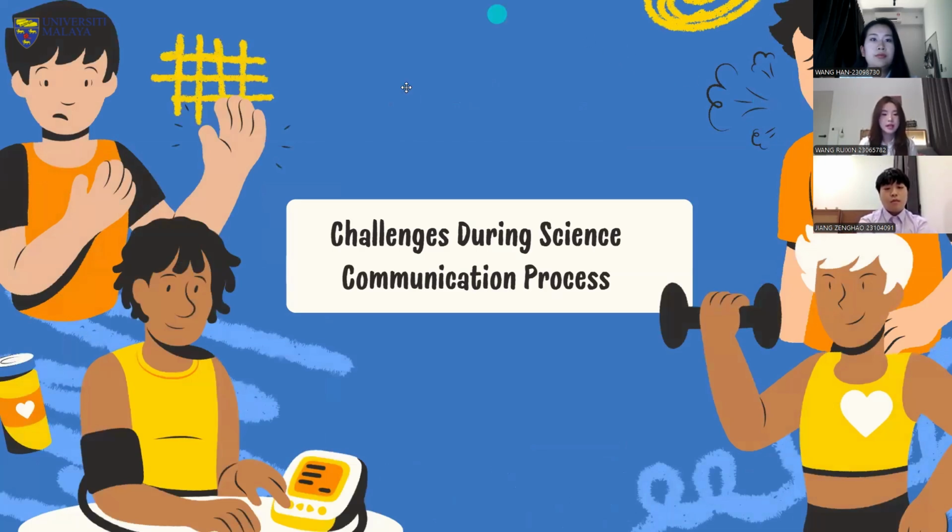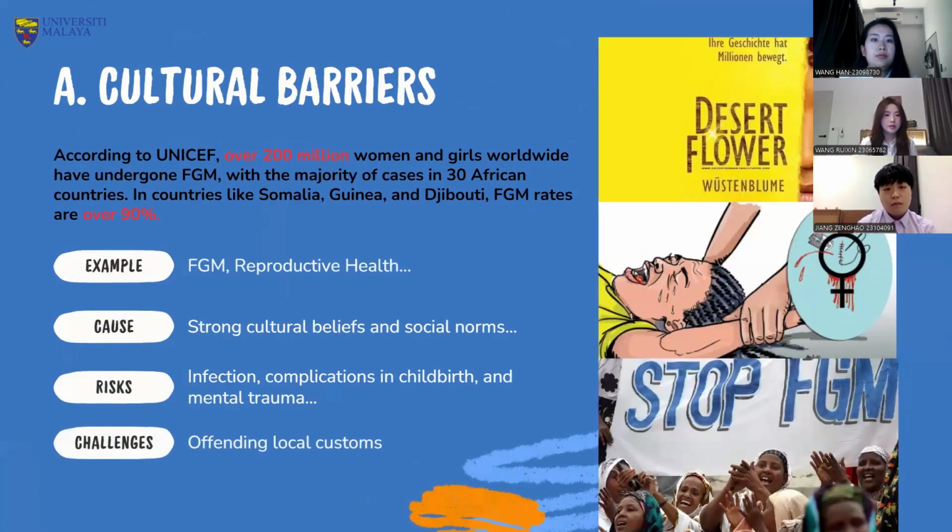The first part is cultural barriers. As you can see from the data, according to UNICEF, over 200 million women and girls worldwide have undergone FGM, that is female genital mutilation, as we mentioned before, with a majority of cases in 30 African countries. In some countries like Somalia and Guinea and other countries, FGM rates are over 90%.